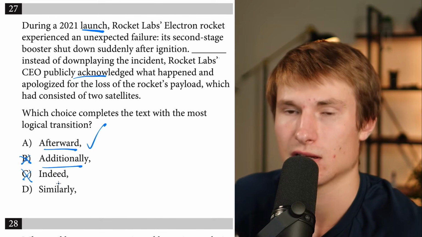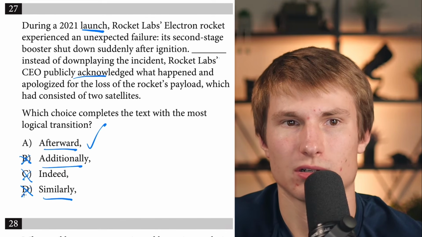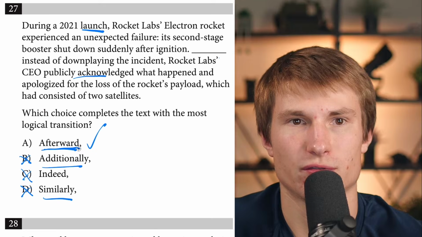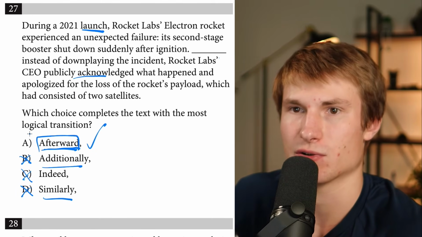Okay, C does not. If we look at D, similarly, well, we have a launch failure, and then we have someone apologizing for it. But those two things are not similar. Okay, this is just a sequence of events. One thing happens, thus the next thing happens. Okay, the next thing happens afterward. Okay, so our answer would have to be A.